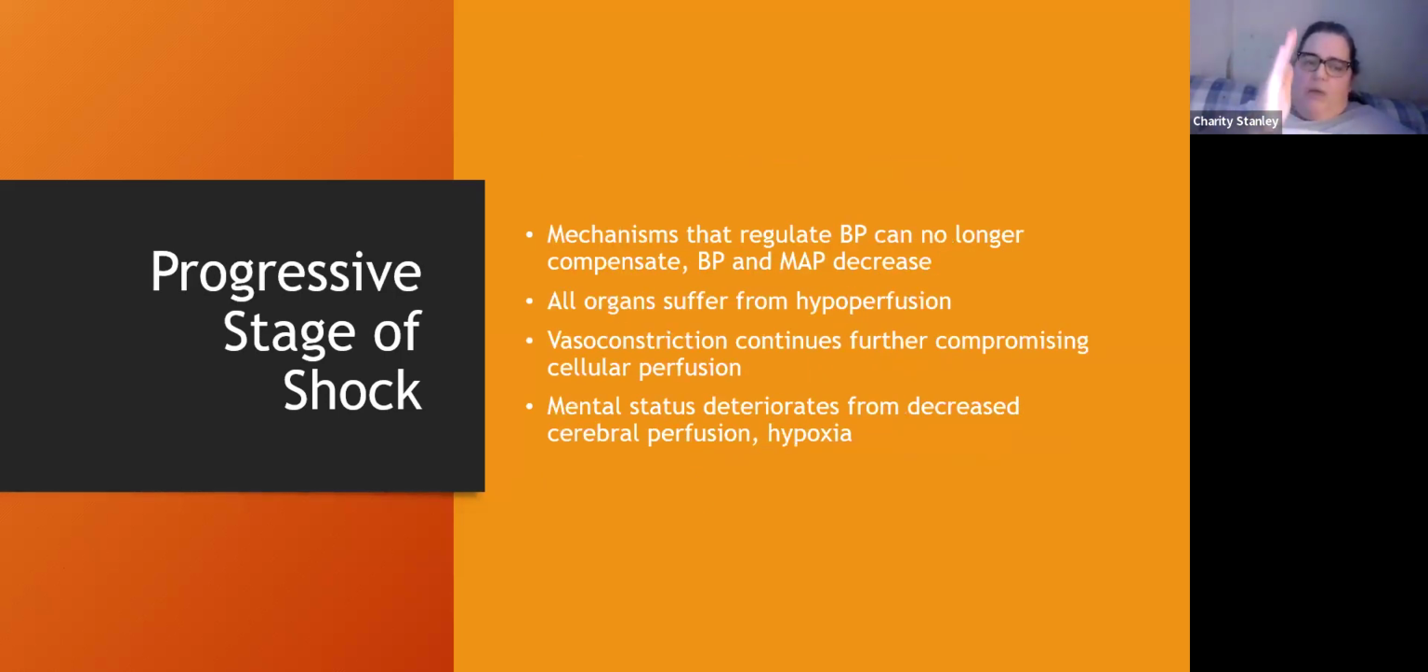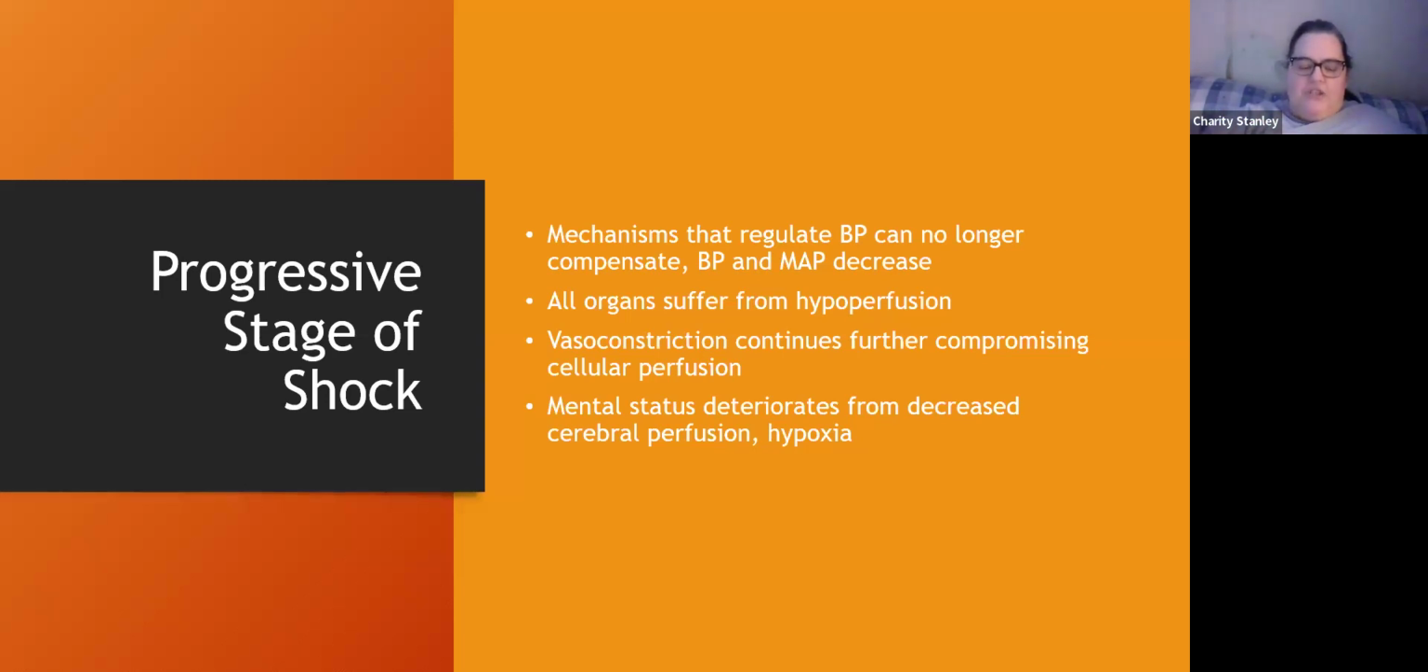So after we've compensated, then all of a sudden we turn that crest on that mountain and we start to decompensate. So I can still fix it in the progressive stage of shock. Okay. What is happening is my body can no longer fix it and it's struggling. So, my blood pressure, the mechanisms that my body has to maintain my blood pressure can't keep the pressure up anymore. So, my blood pressure starts to drop and my mean arterial pressure drops.